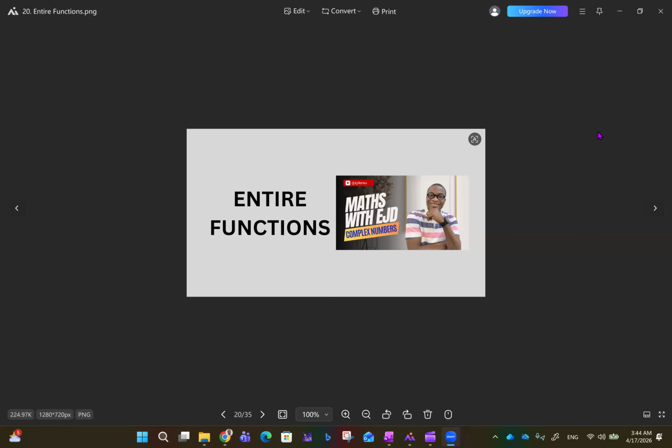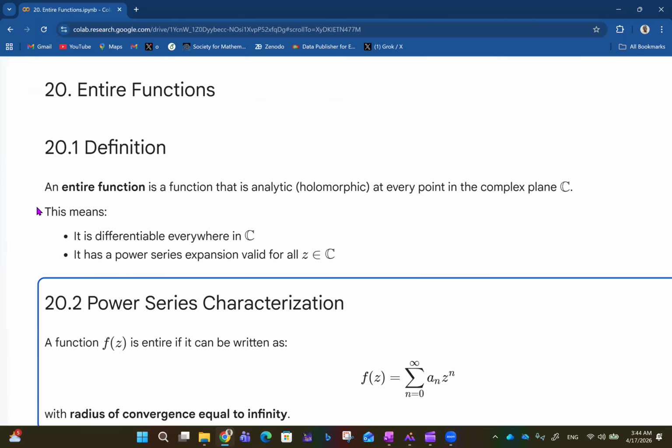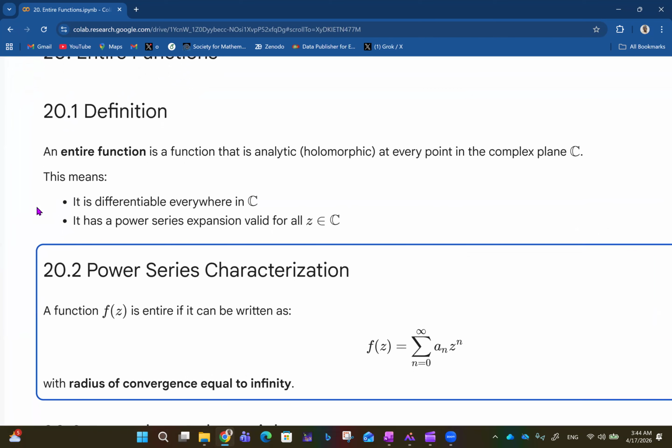So we now look at entire functions as we still talk about analytic functions. We have seen holomorphic functions, harmonic functions, and now we are considering entire functions under the broad concept of analytic functions. So let's go ahead and see what an entire function is. By definition, an entire function is a function that is analytic or holomorphic at every point in the complex plane C. So we've seen all of that previously.